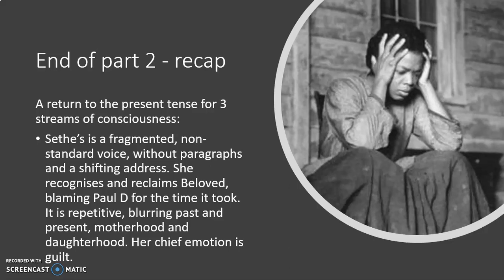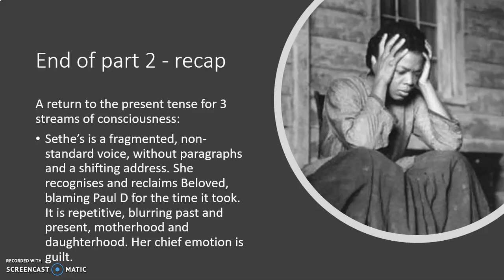So, for the end of part 2, I just wanted to recap what happened before the section that you read over Easter. And basically, we picked up, didn't we, with these 3 monologues. So we returned to the present tense, which is another section of the novel that links to all that close analysis that you started today's lesson thinking about. Because there were 3 streams of consciousness, 3 inner monologues, yeah? So we heard from, firstly, Sethe.